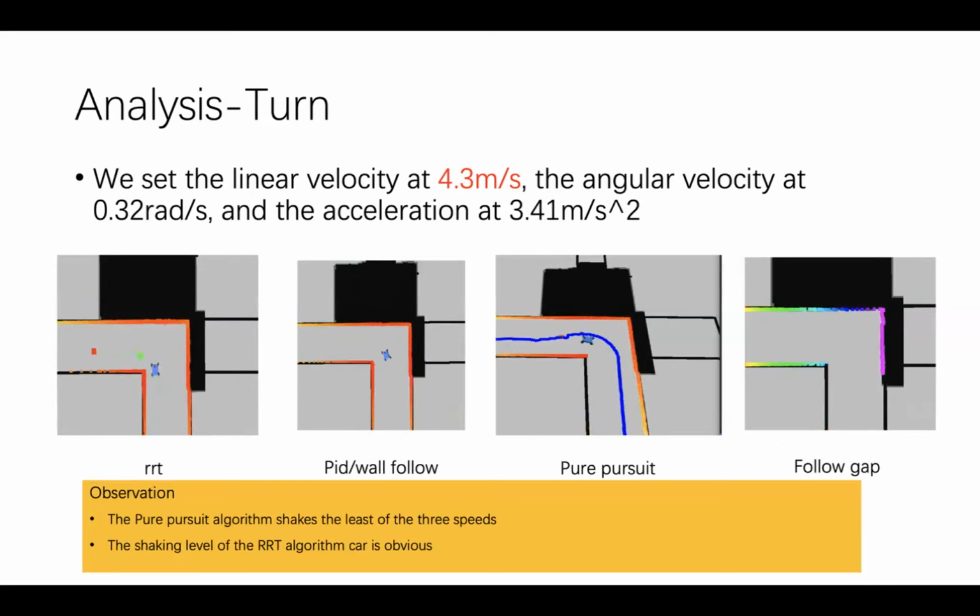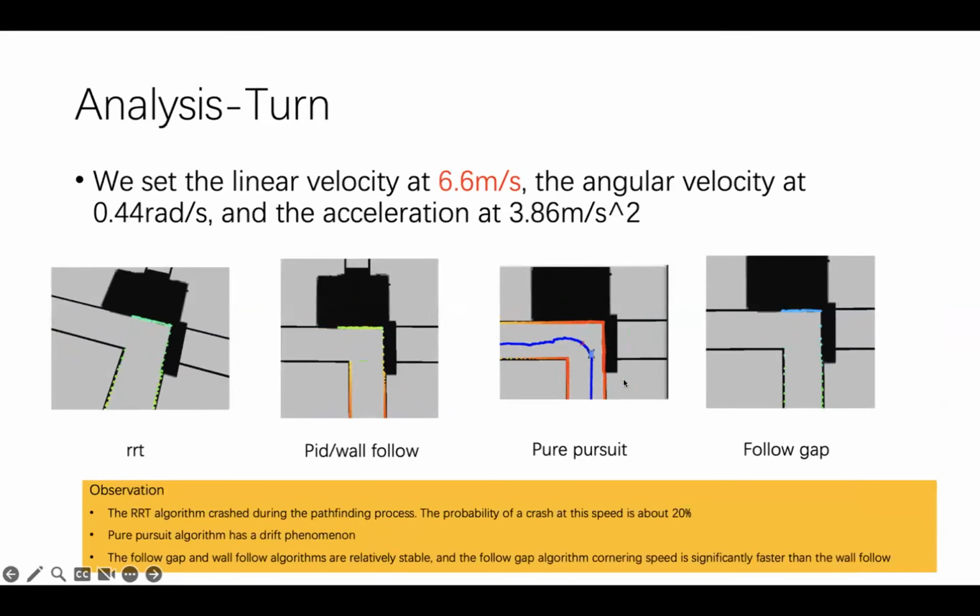shaking level of RT is obvious here. You can see here, RT shaking is very obvious. And then when we still increase the speed, the pure pursuit algorithm has a drift phenomenon, as we can see here. The follow gap and the wall follow algorithms are relatively stable, because the follow gap algorithm's corner speed is significantly faster than the wall follower.